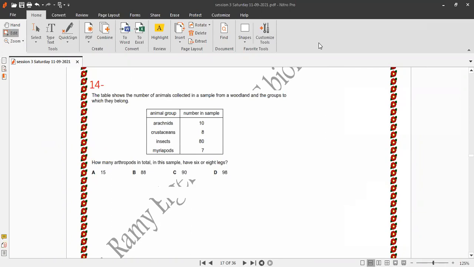Let's see 14, Dana. The table shows the numbers of animals collected in a sample from woodland and the groups to which they belong. How many arthropods in total in the sample have 6 or 8 legs? 6 or 8, or 10 legs. 8.